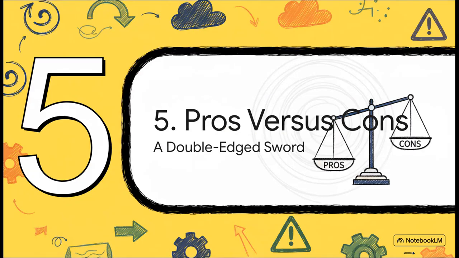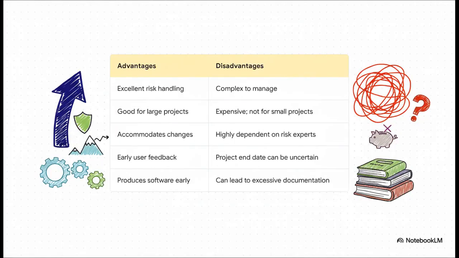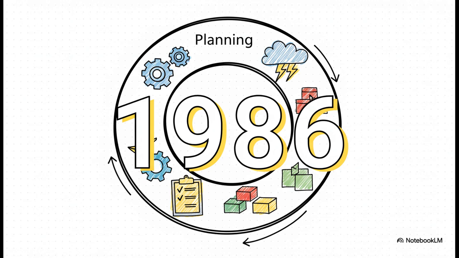Now here's where it gets really interesting. The model's greatest strengths are also, in a way, its biggest weaknesses. It's a real double-edged sword. On the one hand, it's amazing at handling risk in giant projects, and it's super flexible when requirements change. Plus, your customers get to see progress early and often, which is great. But, and it's a big but, all that risk analysis means you need some seriously skilled experts, which makes the whole process complex and expensive. It's complete overkill for small, simple projects. And since you don't know exactly how many loops you'll need, the final end date can be a bit of a moving target. And ever since Barry Boehm introduced it back in '86, this model has really stuck around as a fundamental way to think about de-risking those massive, monumental projects.